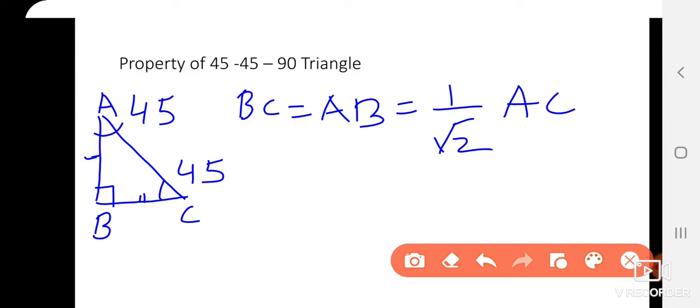So here in this 45 45 90 triangle, the side opposite 45 degree is 1 by root 2 times the hypotenuse. Here also, of the three sides, if one side is given, we can find the measure of the remaining two sides. But very important, we have to see whether the triangle is a 45 45 90. If it is not given, we have to find it.